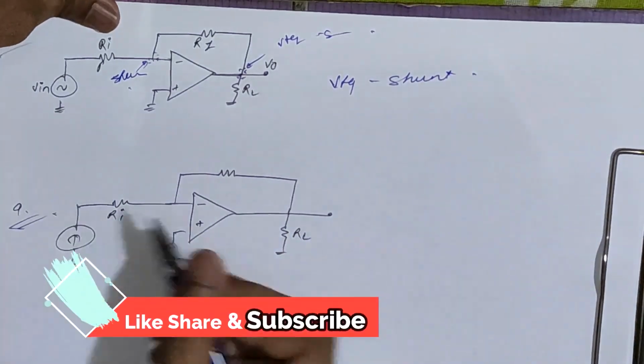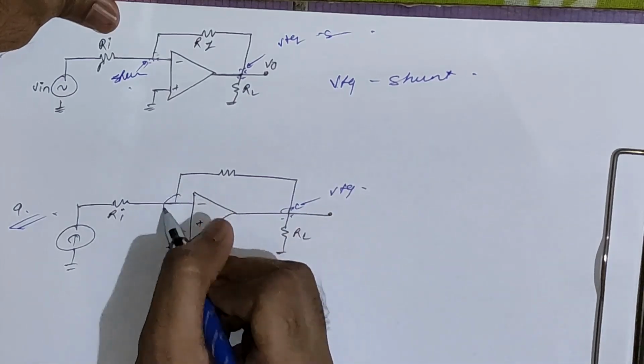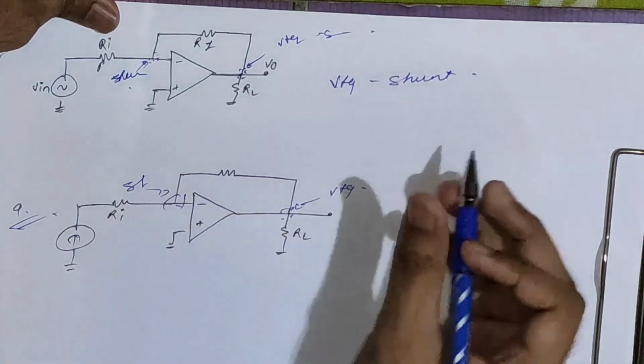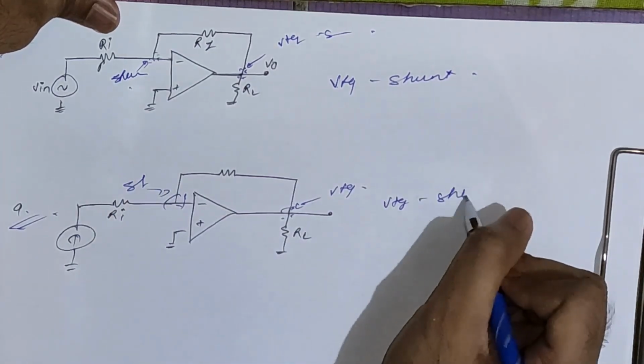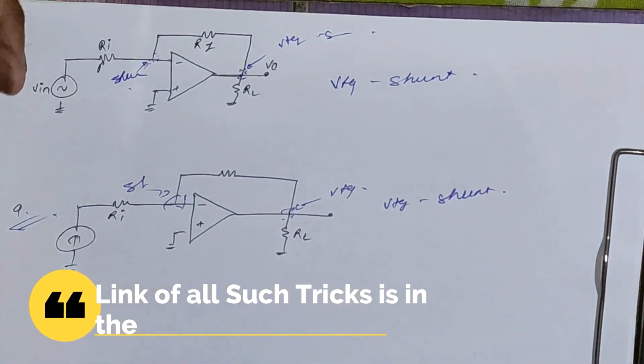Okay, and now let's say this sum. Here you can see both are at the same terminal, so it will be voltage, both are at the same terminal, so it will be shunt mixing, so the answer will be voltage shunt.